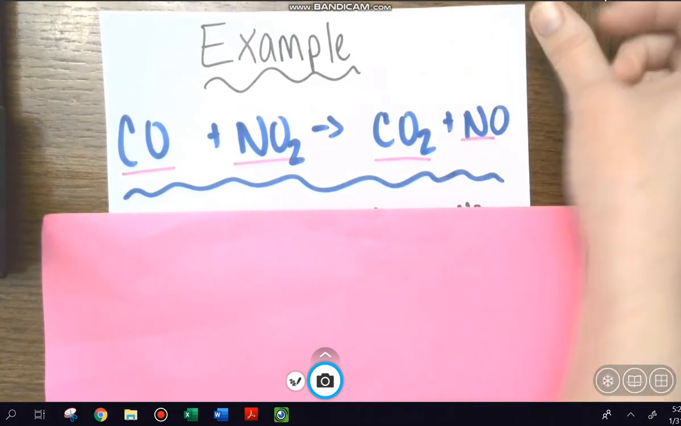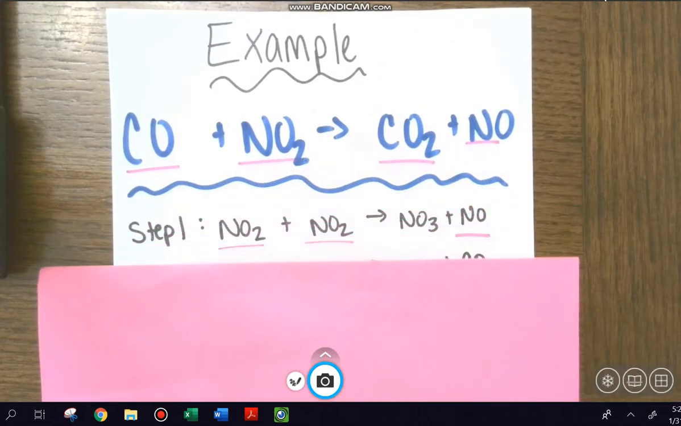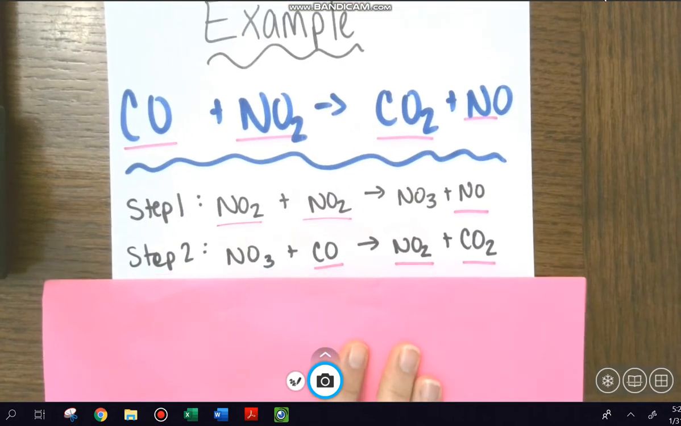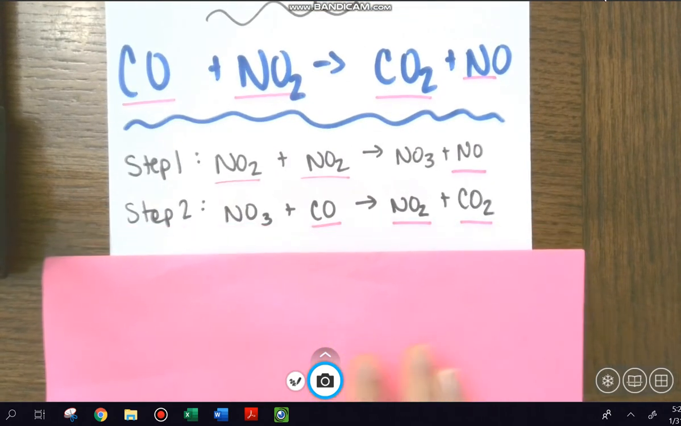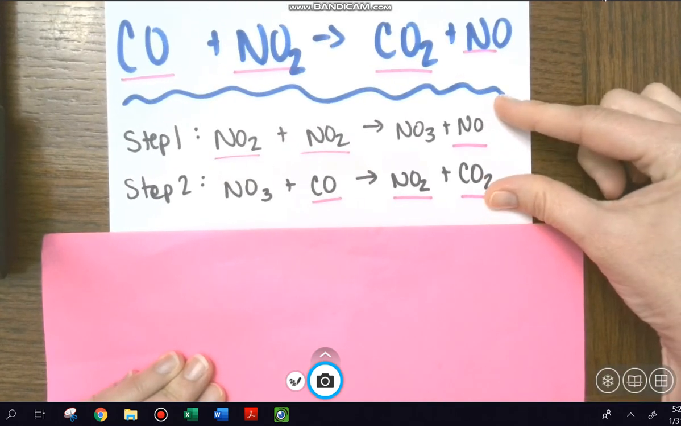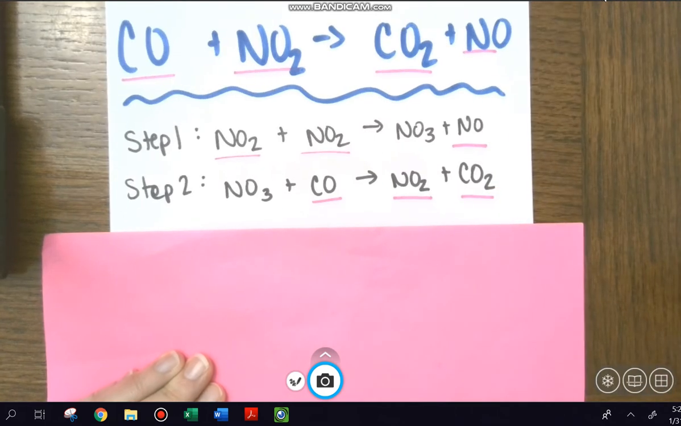Here is an awesome example. Here's a reaction. Anytime you see a reaction like this on an exam, they are actually going to give you the reaction mechanism, which, remember, are elementary steps. That's called the reaction mechanism. They will give that to you, and then they'll ask you a question about it in order to solve.